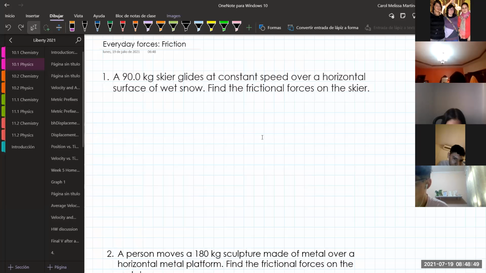Okay? So, what we have right here is an object of interest, that is the skier. Because we are describing what the skier is doing and we are giving information about him. We know that the skier is 90 kilograms. So that is the mass of him.